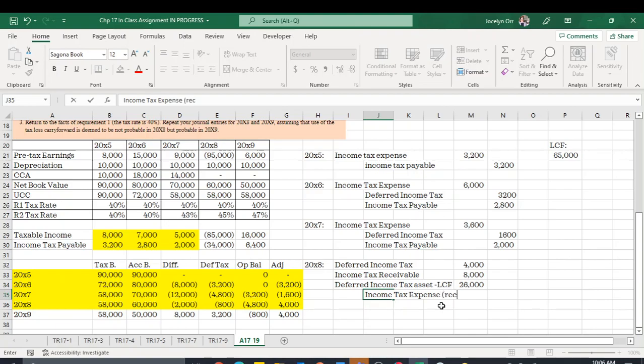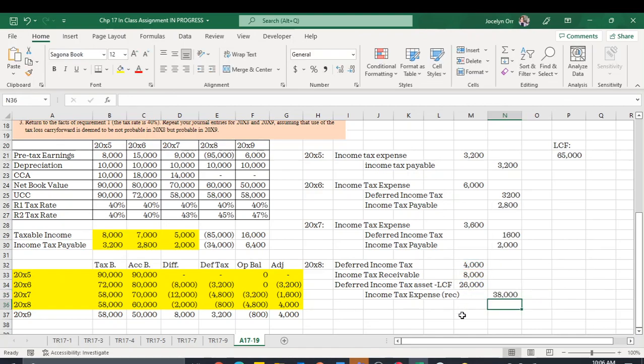So my income tax expense or recovery in this case, equal to all of these, is going to be $38,000.